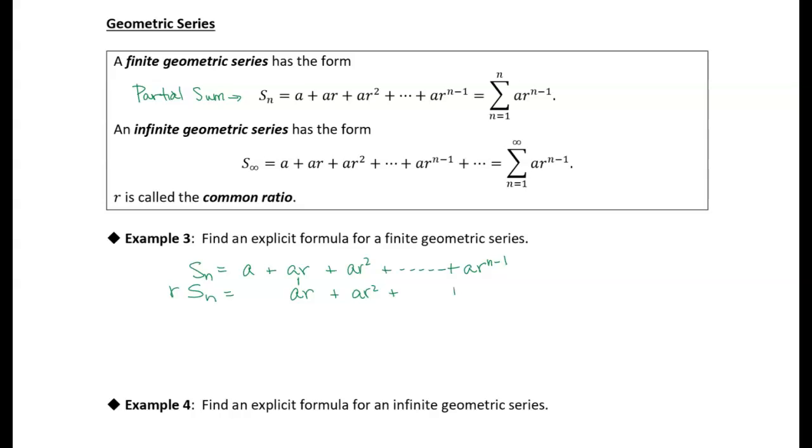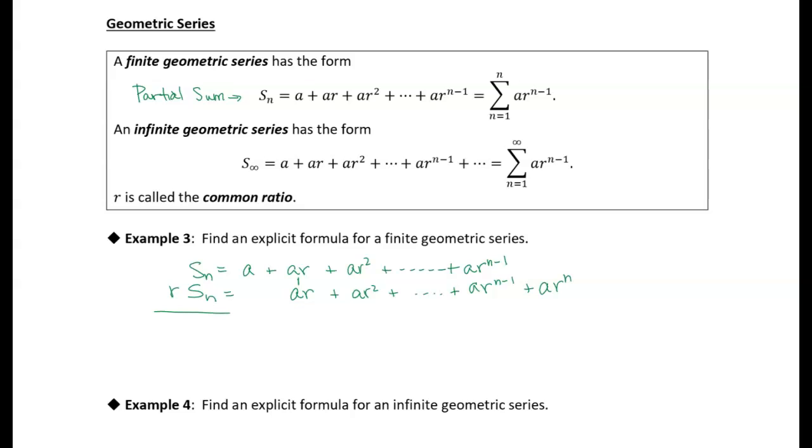Now, there's also going to be somewhere in this dot, dot, dot, an a times r to the n minus 2. And when I multiply that by r, I'm going to get ar to the n minus 1. And then finally, I'm going to multiply the last term times r. So I'm going to get ar to the n, right? I'm just adding the exponents. And so when I multiply the partial sum, this finite geometric series, times r, this is what I get.